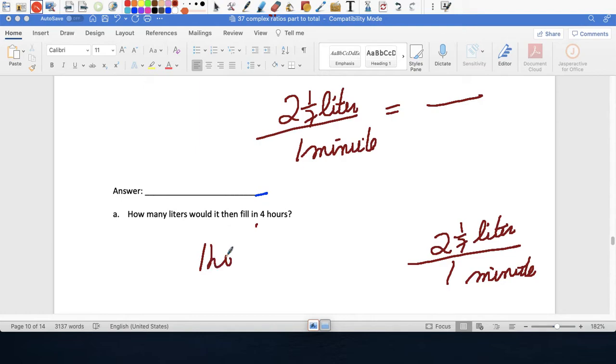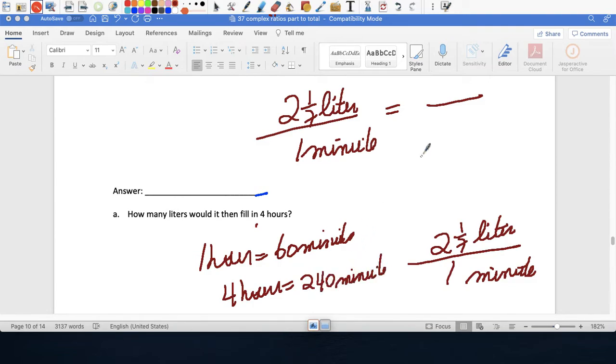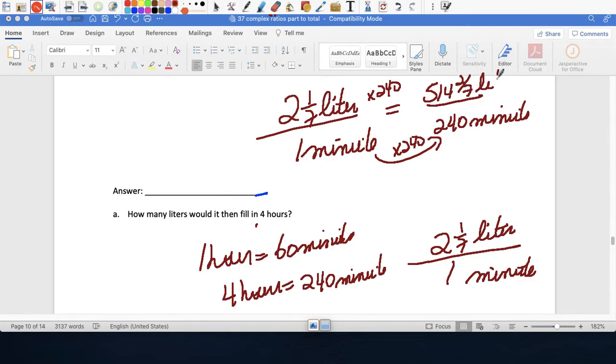Well, I know 1 hour is 60 minutes. So 4 hours would be 4 times 60, which is 240 minutes. Right, so now I can go here, change that to 240 minutes. And it's what? Times 240. So I'll multiply this times 240. So 2 1/7 times 240 is going to give us 514 2/7 liters.